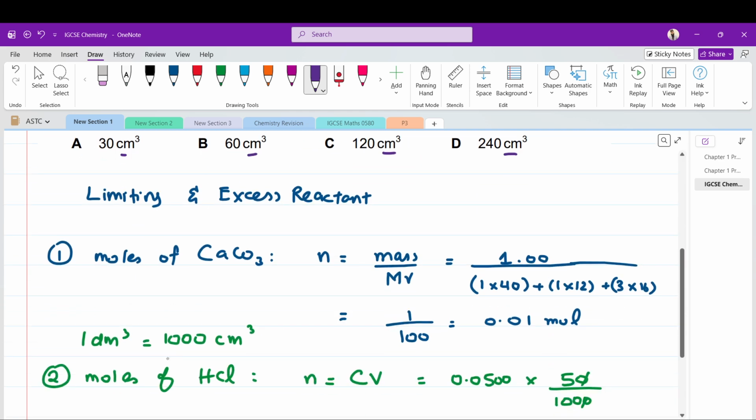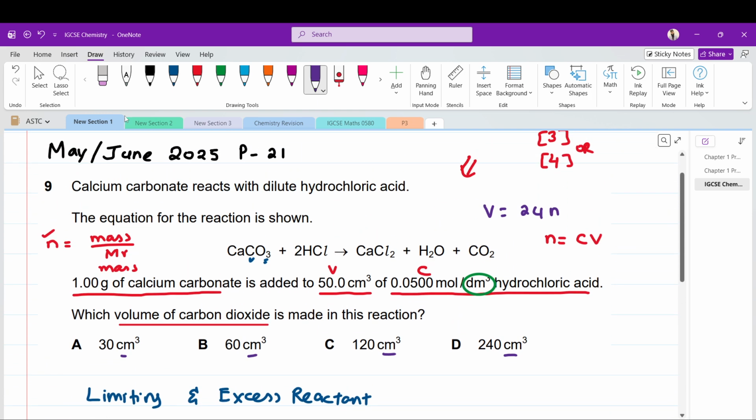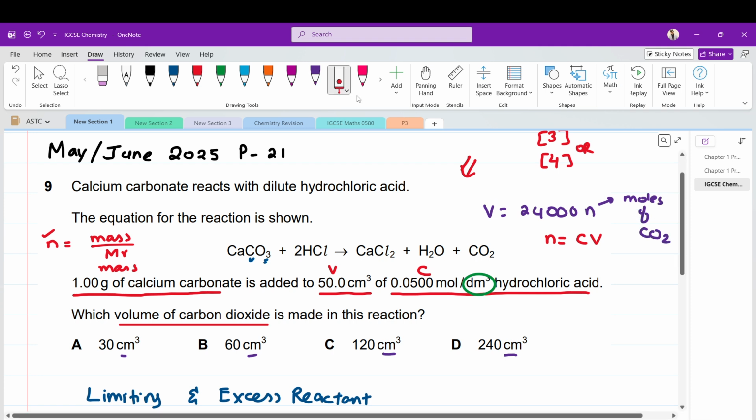So using the same conversion factor, we just multiply 1000 to 24. So my formula will be slightly modified, and it is going to be V equals 24,000 n, where n is the moles of CO2. That means in order to find out the volume of CO2, I first need to find out the moles of CO2.